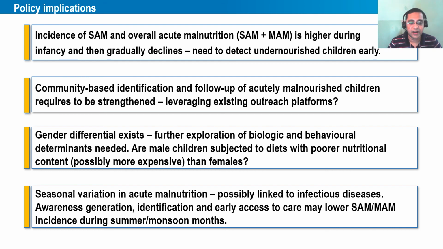And regarding the seasonal variation, we believe the high incidence of SAM in the summer months is possibly related to infectious diseases that increase during the monsoon. And to tackle that, we recommend awareness generation, identification, and early access to care during the summer and monsoon months.